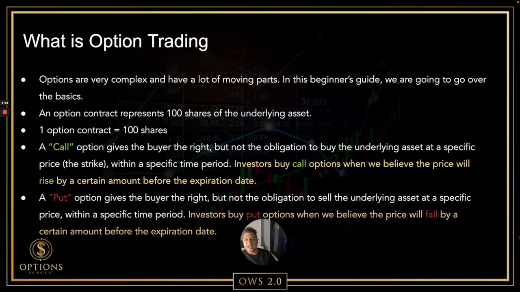A put option gives the buyer the right, but not the obligation, to sell the underlying asset at a specific price within a specific time period. Investors buy put options when they believe the price will fall by a certain amount before the expiration date.